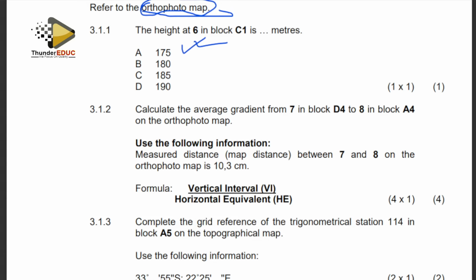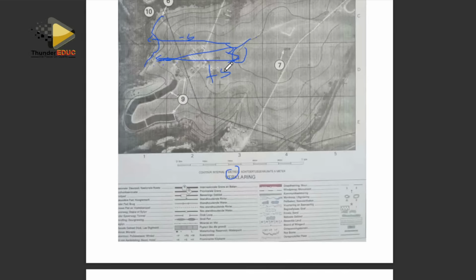Orthophoto map. You come to this area, still we are using the same map. I will first of all take this one out. Let me delete this. Okay. They want between 7 here and what? Let me check the question quickly.